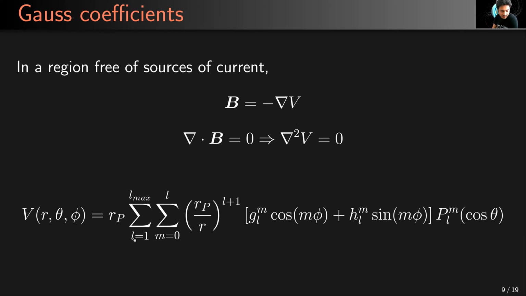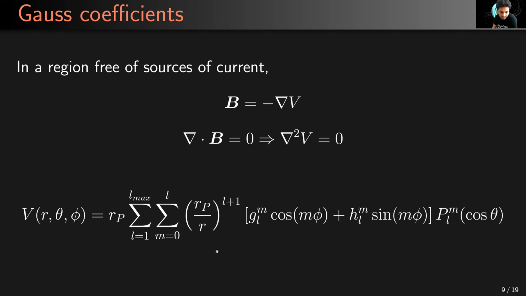And L would go from 1 to a certain L max, however good your data is, and M would go from 0 to L for each different L. And the larger the L, the smaller the wavelength, and the smaller the features that you can resolve. And as I will show in a bit, it's very similar to a Fourier series in 1D, where the higher modes you go into, you get smaller and smaller features.